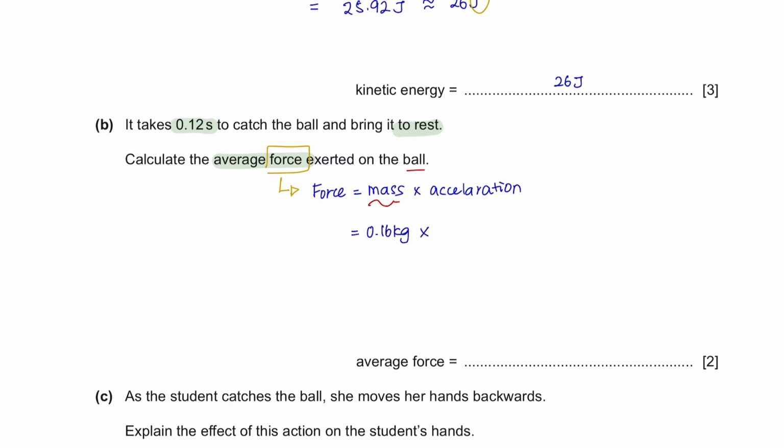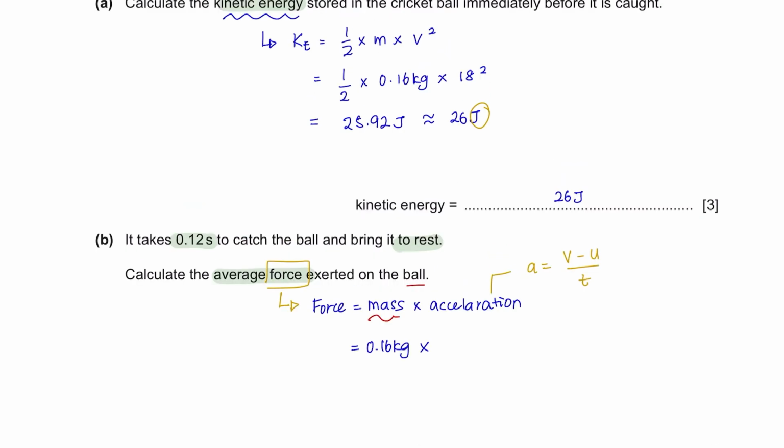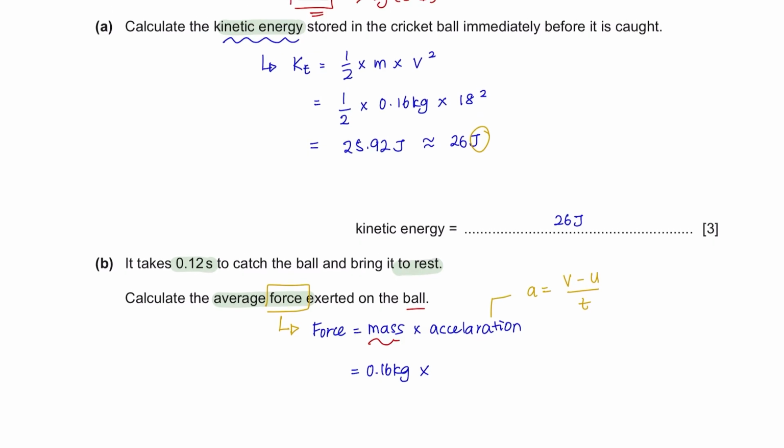And the acceleration is not given directly. You have to calculate it with the rest of the information given. Using the formula, acceleration equals final velocity minus initial velocity over time, we can calculate the value of acceleration.